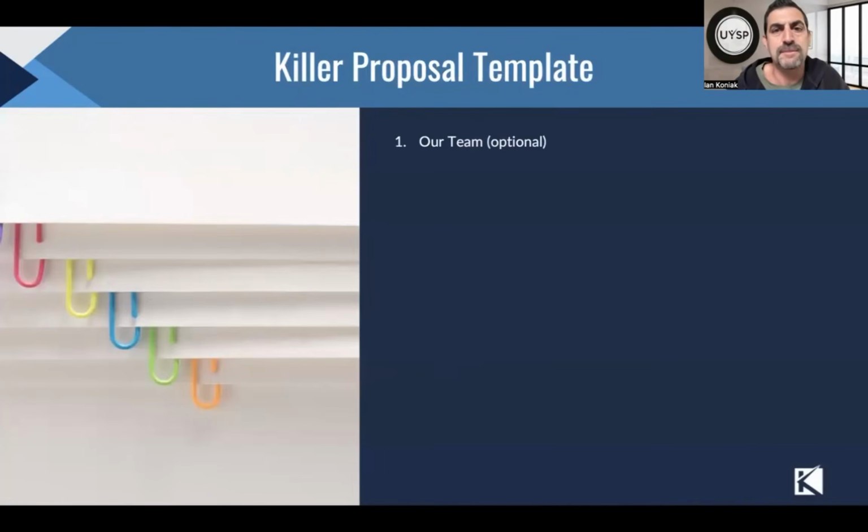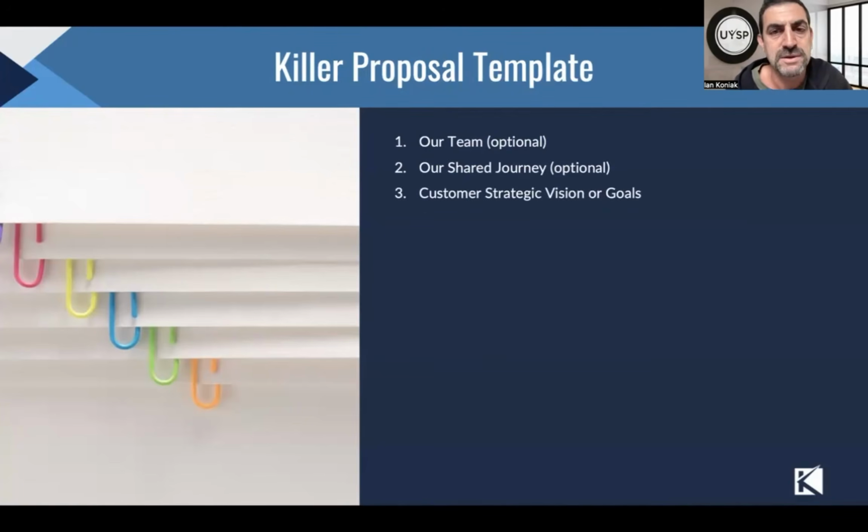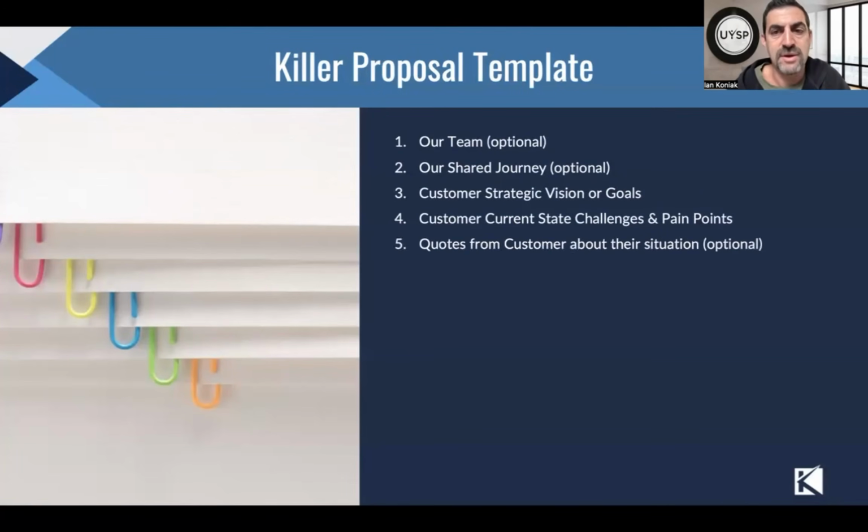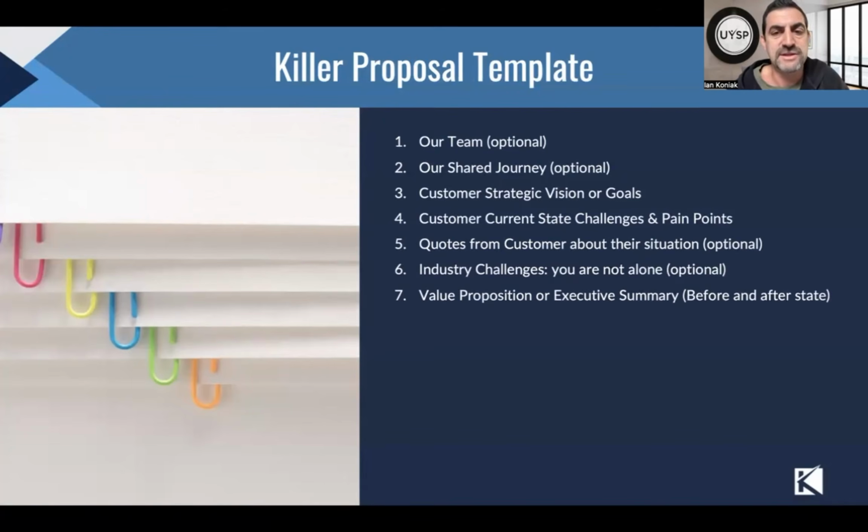So the killer proposal template starts with the team. You're introducing you and your team. You're sharing the journey you've been on to build credibility, sharing how much you've been working with them already to get to this point. You introduce the vision and the goals that they're trying to go through. You restate the challenges and pain points and what you heard during discovery. You share some quotes about their situation, especially if it's negative. And then you ease some tension with, hey, you're not the first ones who've said this. This is a common problem, and you share some of the challenges that their industry is facing.